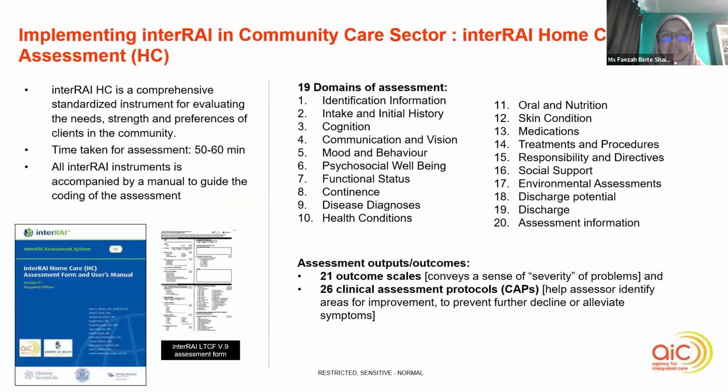So I will share with you what is the InterRAI assessment now. Each and every InterRAI instrument comes with a manual, the blue book, and within the blue book there are also the InterRAI forms. Now, InterRAI Home Care is actually very comprehensive. There are about 20 assessment domains, and you need about an hour to complete it.